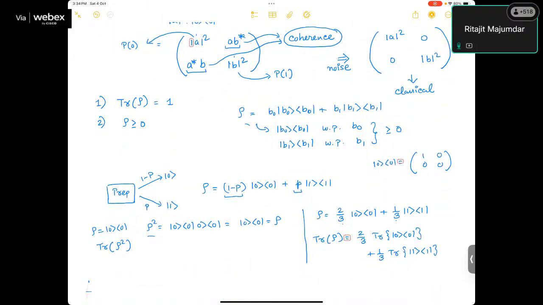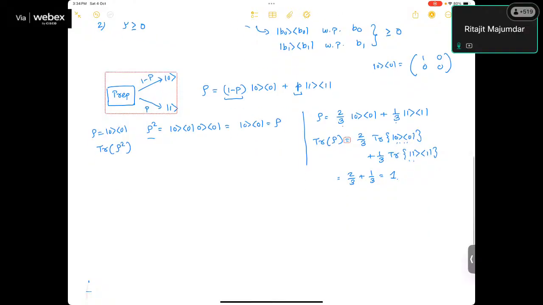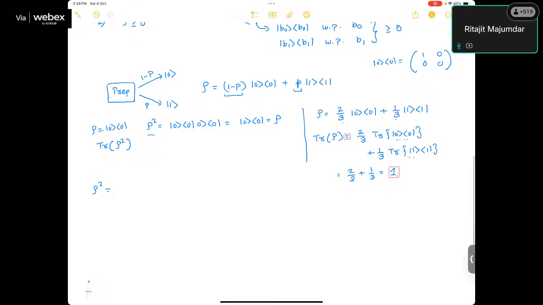So naturally, this is a valid density matrix. Its trace should be 1. So it is 2/3 plus 1/3, which is 1. But what is rho square for this? Let's write rho square first. So rho square will be (2/3 |0><0| plus 1/3 |1><1|) times (2/3 |0><0| plus 1/3 |1><1|).